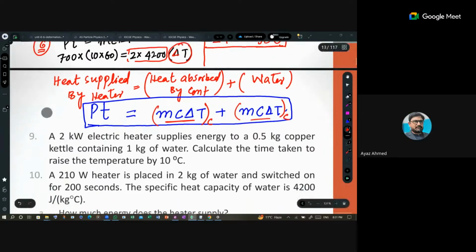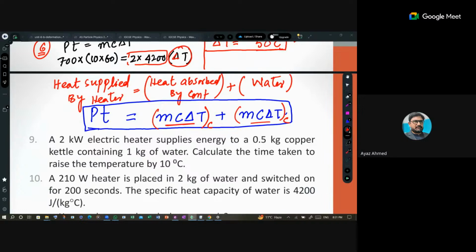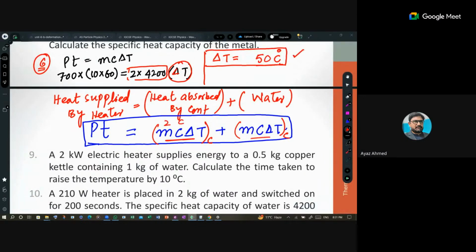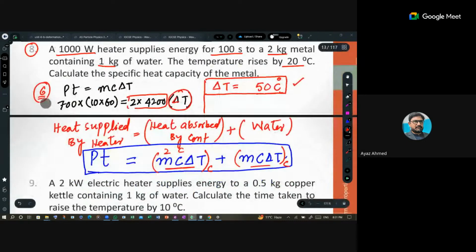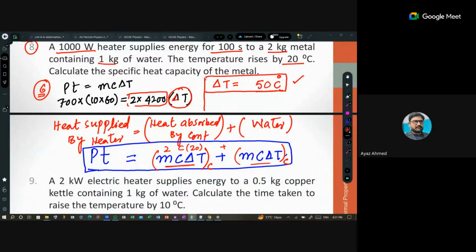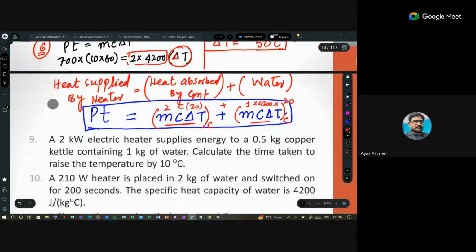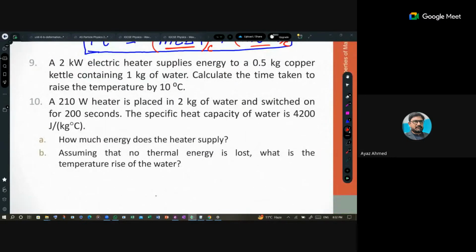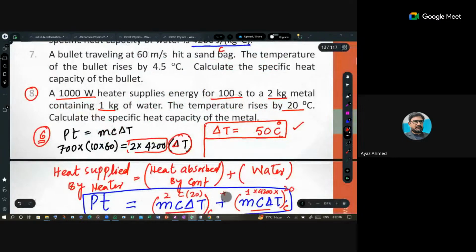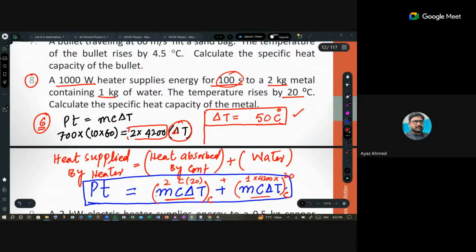Yes. Good, got it. Now see, mass of the container is 2 kg, its C is unknown, and change in temperature is how much? 20 degrees centigrade. Yes, so its temperature is raised by 20 degrees centigrade, plus mass of water is 1 kg, its specific heat capacity is 4200, and its temperature is raised by 20 degrees centigrade. So I would use all these values in this blank space. So PT, what was the power of the heater? It was 1000 watt heater. How much time it operated? 100 seconds. It was 1000 watt heater and it was working for 100 seconds.